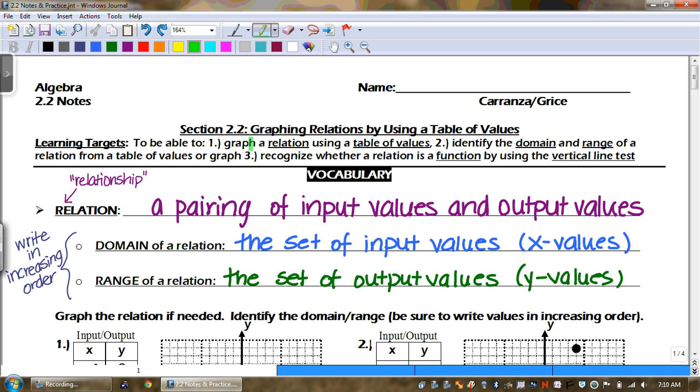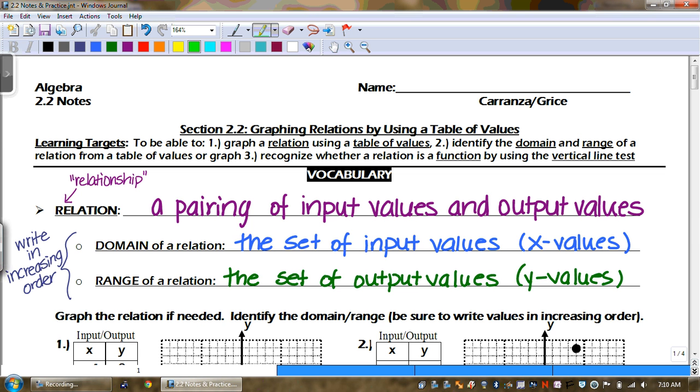Our learning target today is to be able to graph a relation using a table of values, identify the domain and range of a relation from a table of values or graph, and to recognize whether a relation is a function by using the vertical line test. So we got a lot of stuff ahead of us, so let's go ahead and get started.